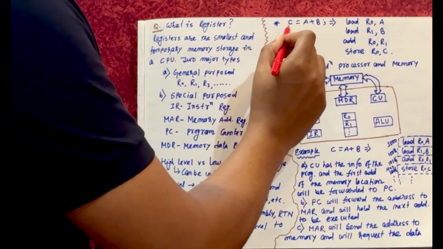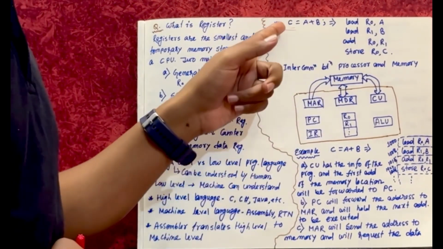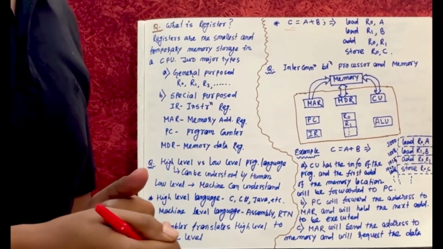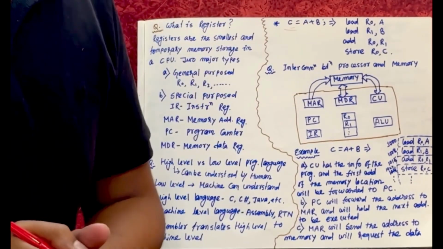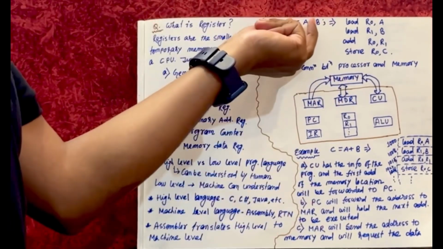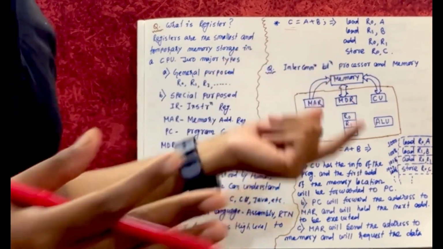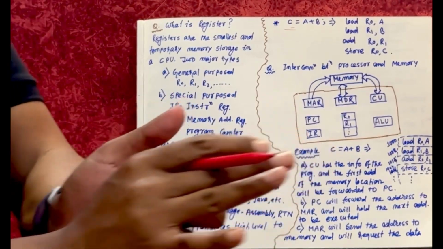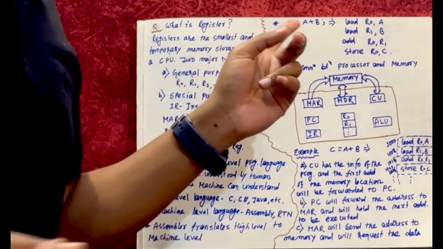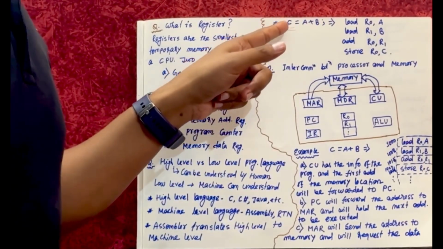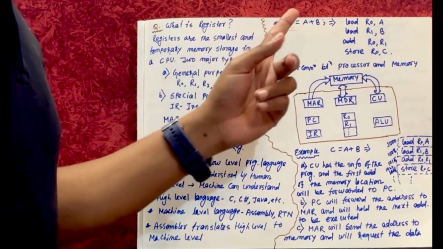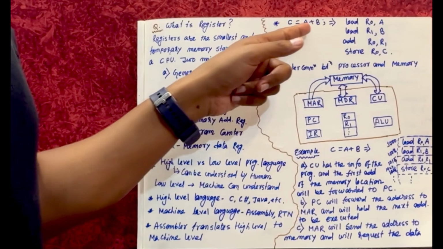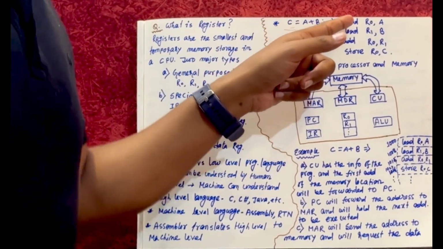See here, this is a normal C programming, or normal programming, I have written: C equals A plus B. Now if I write C equals A plus B and try to execute, my computer actually cannot understand what it is. For that, my assembler will translate this C equals A plus B into something that can be understood by the machine, means some machine-level instructions. Now how will it look? This is just an example. If the same program I execute, my assembler will translate this instruction to a set of machine-level instructions.